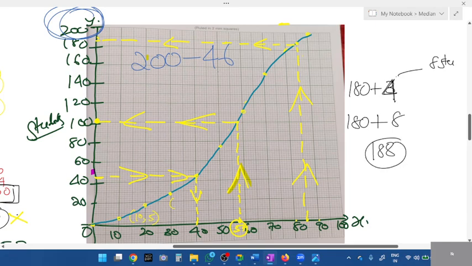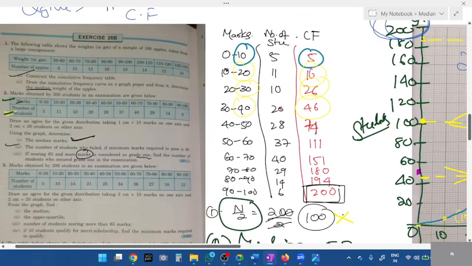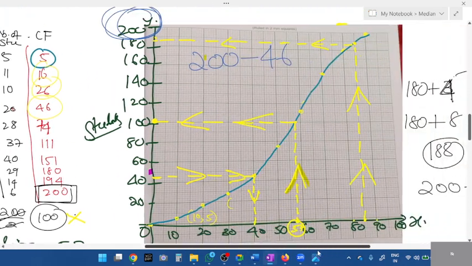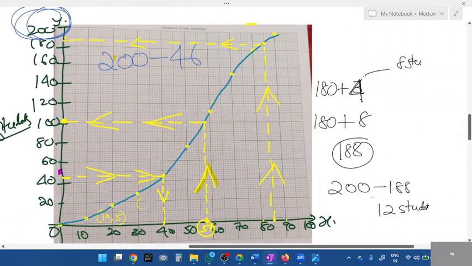188 is not the final answer. Up to 188 it is below grade 1. Above 188, check how many students are there. Total how many students do we have? 200. 200 minus 188. What's the answer? 12 students. Don't write 188 as the answer, students. 188 students have scored less than grade 1. So you have to calculate above, more. Look, I'll read again. If scoring 85 and more marks is given or less marks is given? 85 and more. Which means above 85, how many students are there? This is the calculation. 200 minus 188.